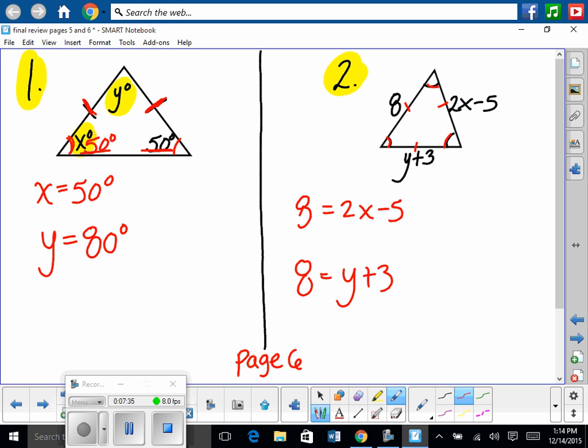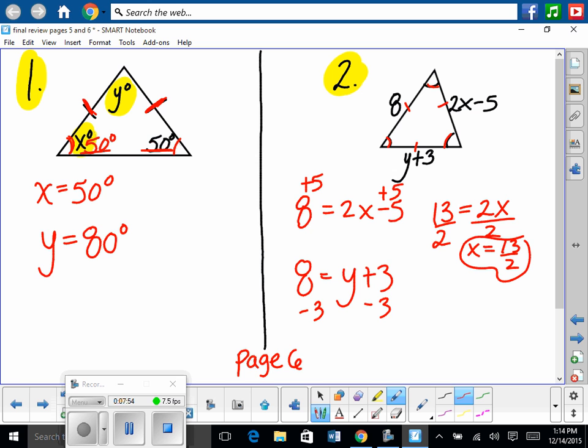Now just algebraically solve for x in each case. So I'm going to add 5 to both sides. So I have 13 is equal to 2x. Divide both sides by 2. So x is equal to 13 halves. All right, we just solved for x. And now to get y alone, subtract 3. 5 is equal to y. So y is equal to 5. So we just solved for x and y by setting up a true statement. Every picture is going to be different. You're going to have to set up a true statement depending on the picture you're given.